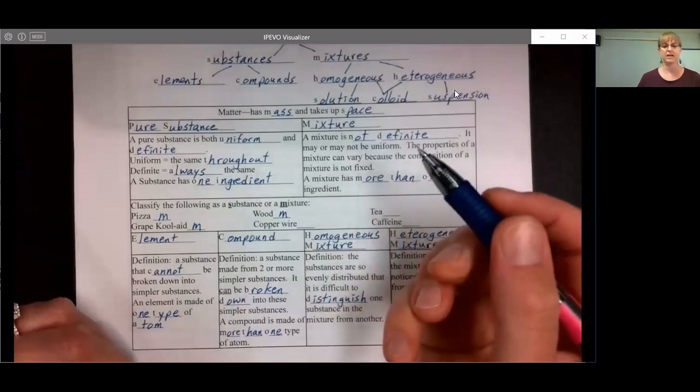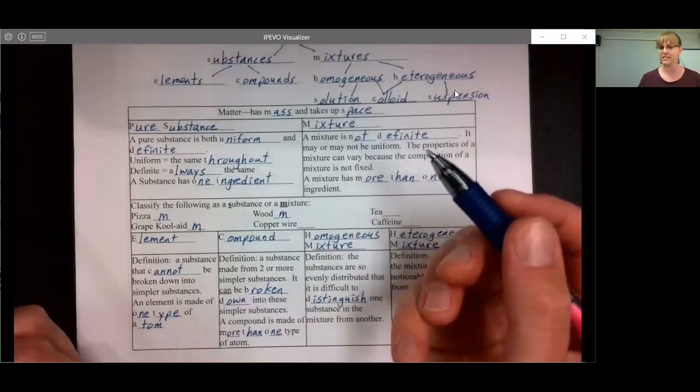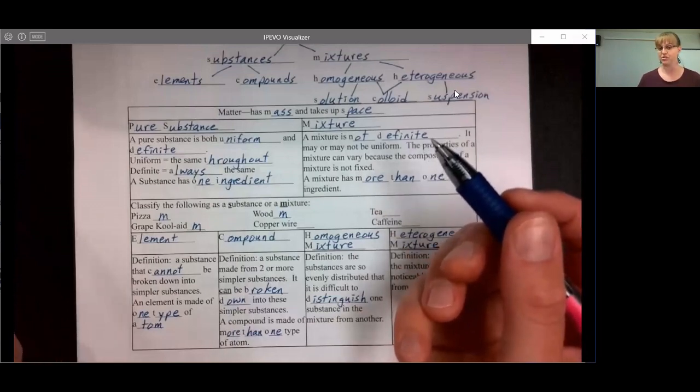Copper wire. Copper is an element. It's found on the periodic table. Anything on the periodic table is automatically a pure substance. But if you weren't sure that it was on the periodic table, then you do the tests again. Is copper uniform?